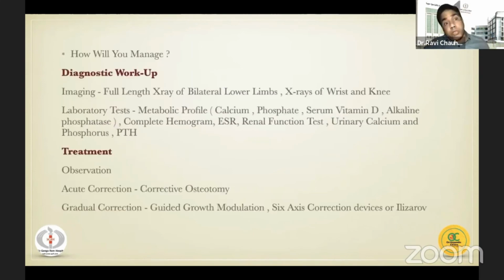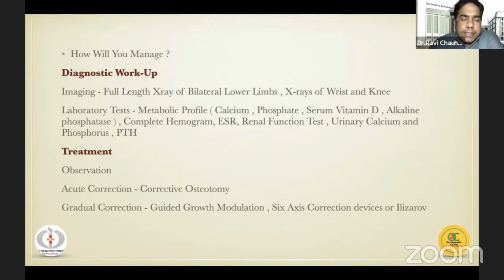Then the last question: how will you manage? When we say how will you manage, then comes the diagnostic workup as well as the treatment part. In your diagnostic workup, you have to include the imaging and the laboratory tests. In imaging, a full-length x-ray of the bilateral lower limbs is most important in the radiological assessment of genu valgus, and x-rays of the wrist and the knee, sometimes the ankle joint, just to exclude rickets or other features, or sometimes spine x-rays just to exclude other skeletal dysplasias.